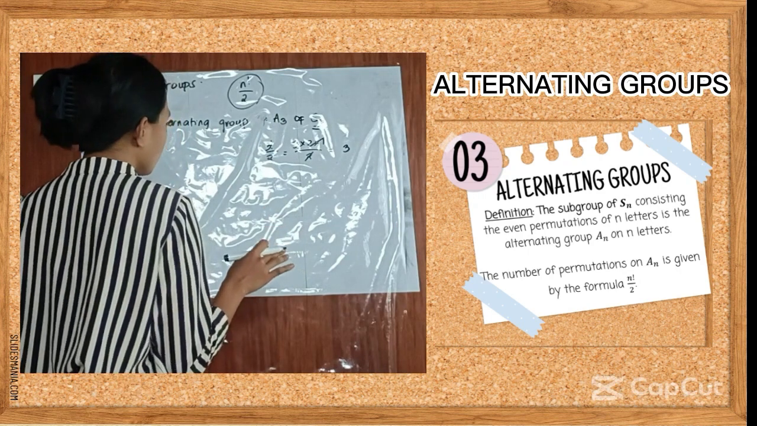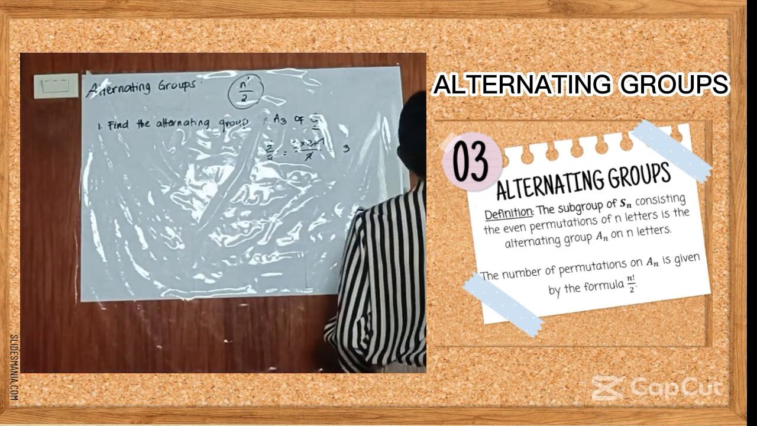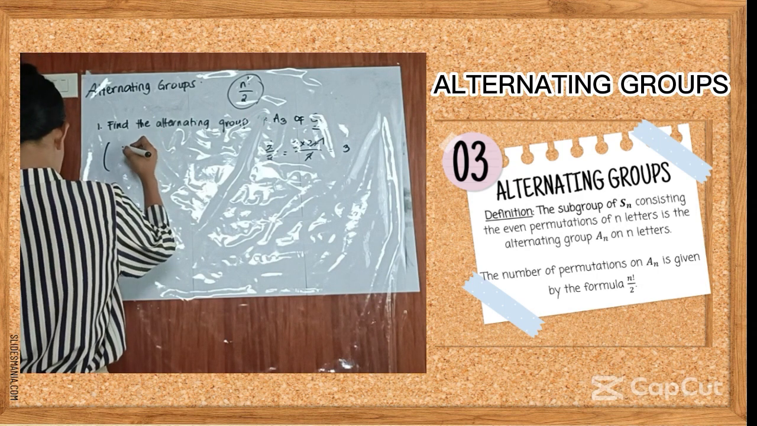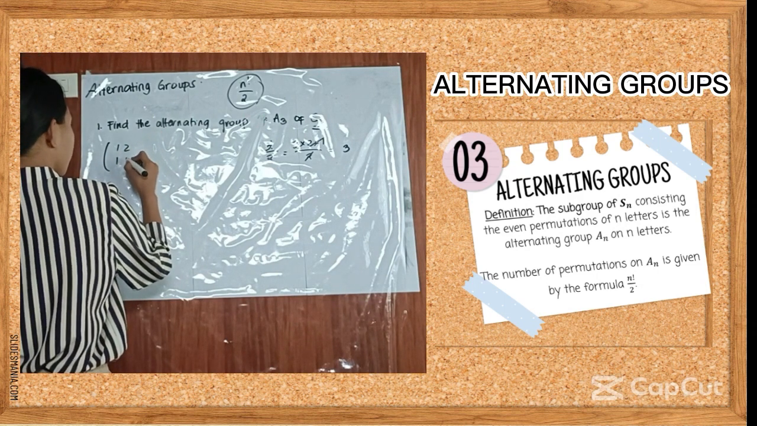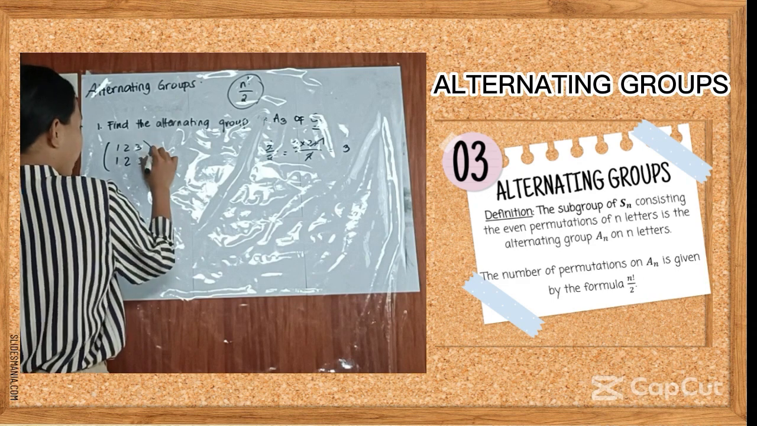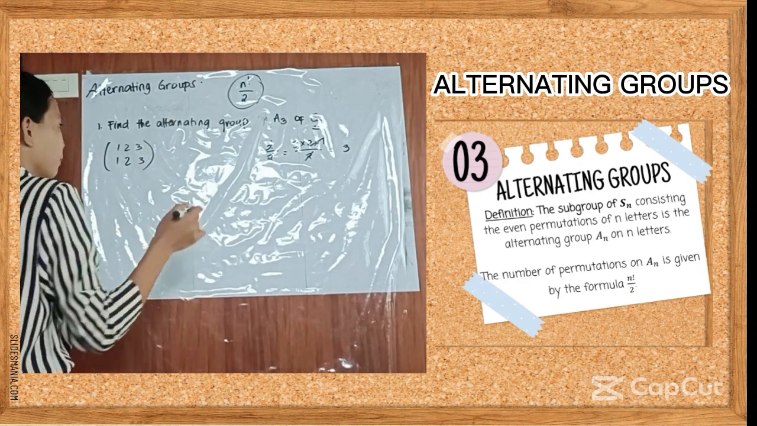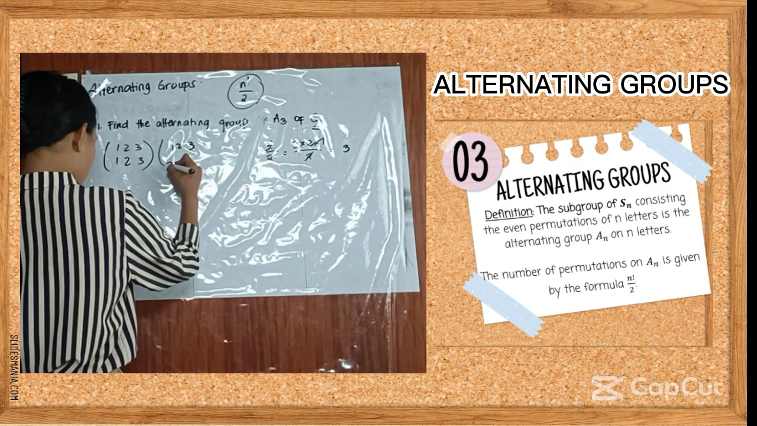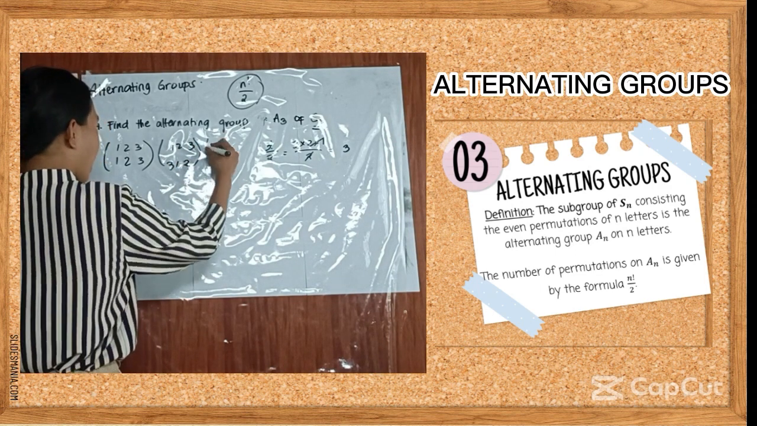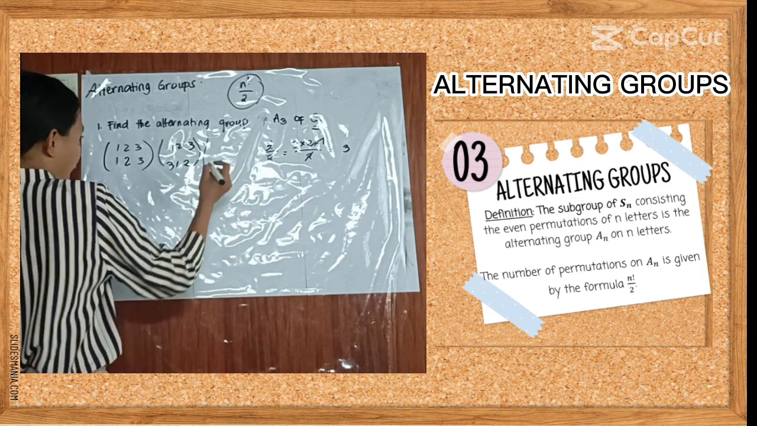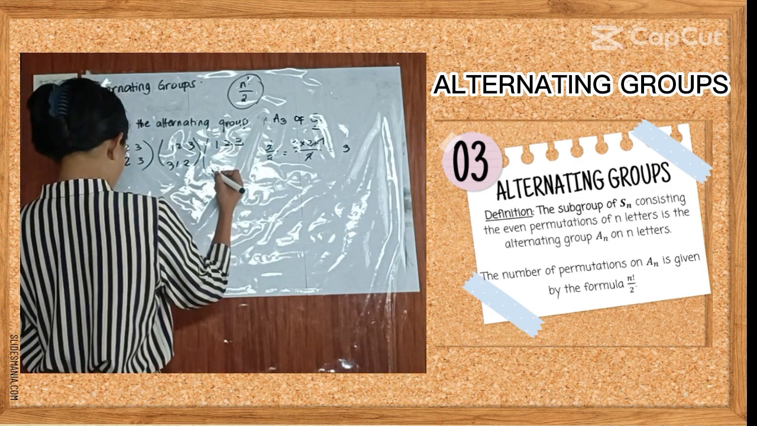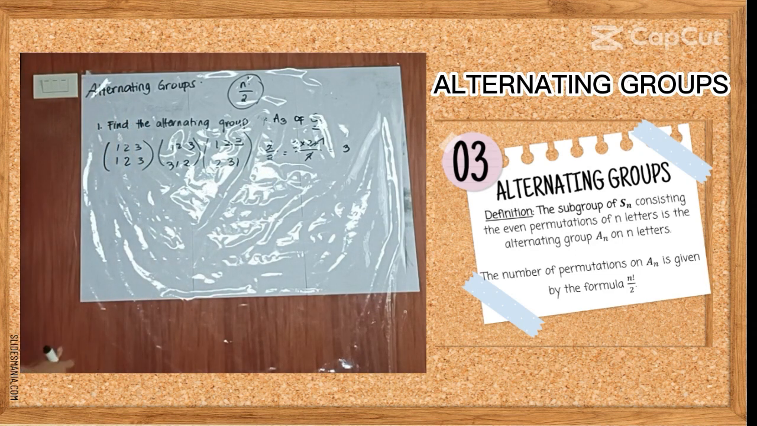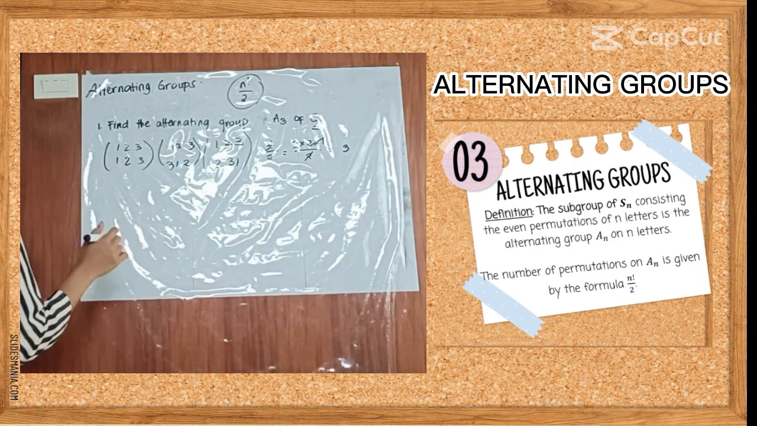What are those even permutations? Let's list them. Those are 1, 2, 3 over 1, 2, 3, which is the identity. Next we have 1, 2, 3 over 3, 1, 2. And lastly, we have 1, 2, 3 over 2, 3, 1. That's it. So let's have another example.